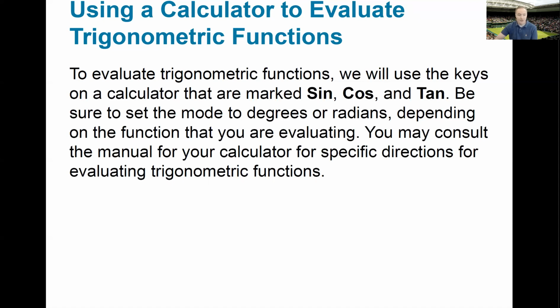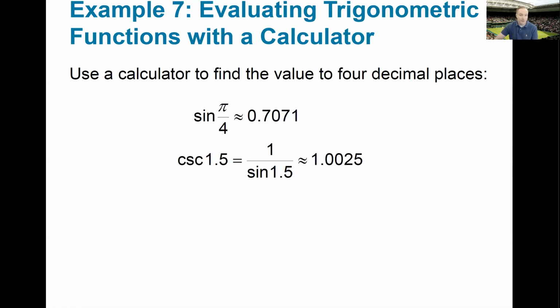Now, for example here, I have the sine of pi over 4. Well, you should be in radian mode for this one. We know that the sine of pi over 4, we've already been talking about, is the square root of 2 over 2. On your calculator, that'll give you approximately 0.7071.